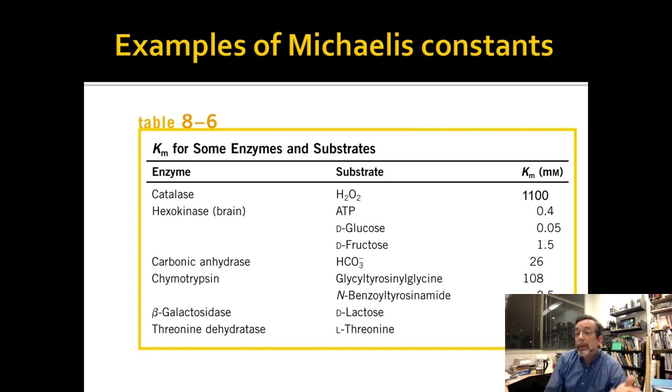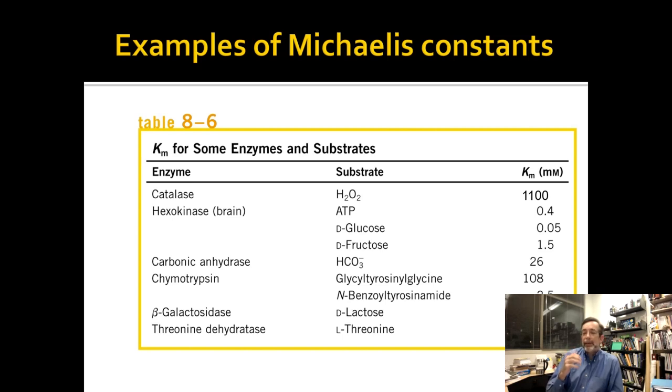And remember, enzymes are not supposed to be that great at binding substrate. They're supposed to be good enough. So it makes perfect sense that we would have a Km that is in the millimolar to high micromolar range, which is what we see here. And you can even compare different substrates. Hexokinase in the brain binds ATP with 400 micromolar. It binds D-glucose with 50 micromolar, but D-fructose with 1500 micromolar, which is 1.5 millimolar. I'm saying it this way so that you get used to these different prefixes, because it's the way biochemists talk.